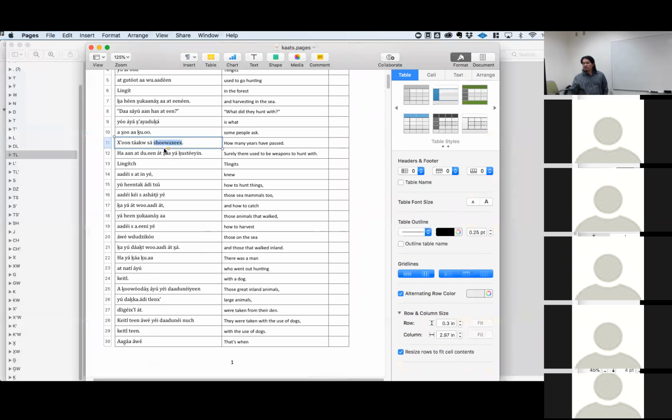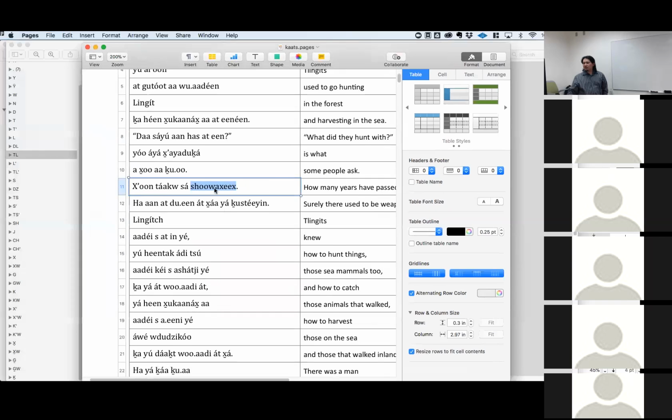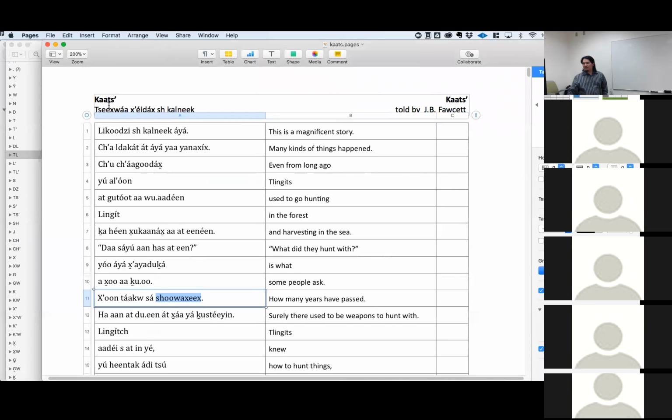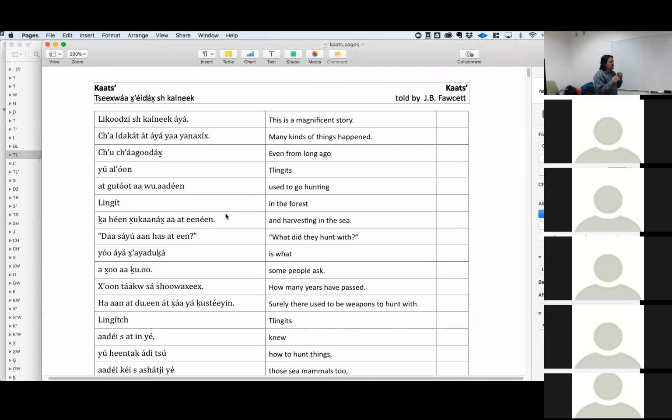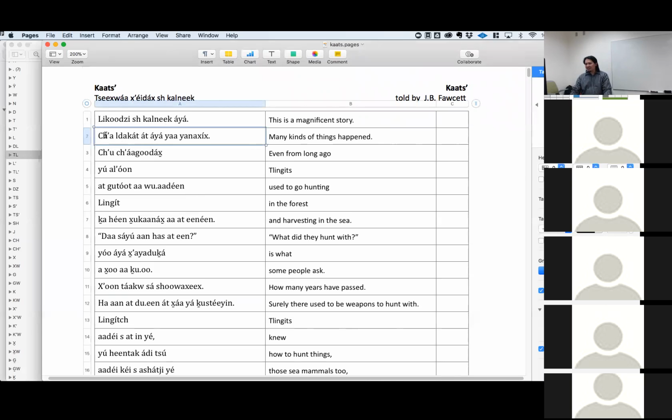And so as you examine this, this is Kaats' by Tsi Hua, J.B. Fawcett. There are a lot of different things you can do when you're examining these. Like, how did they even start a story? This is an amazing story. It's a magnificent story.